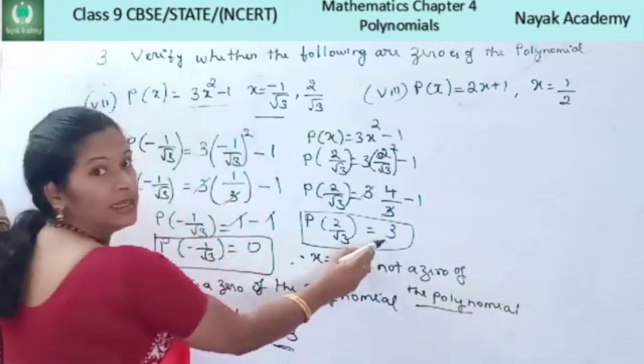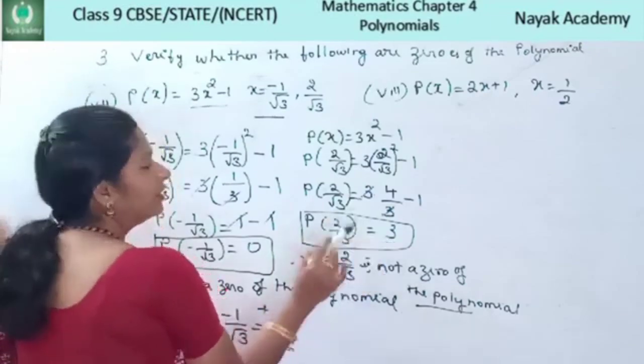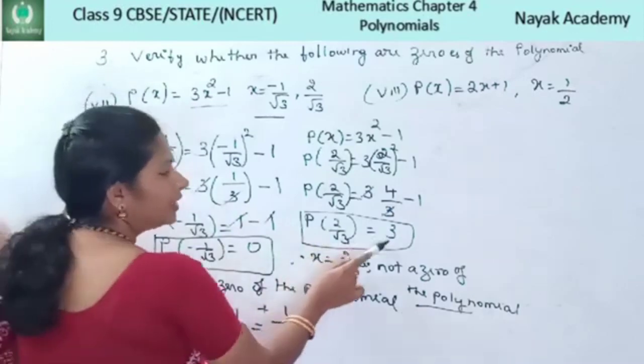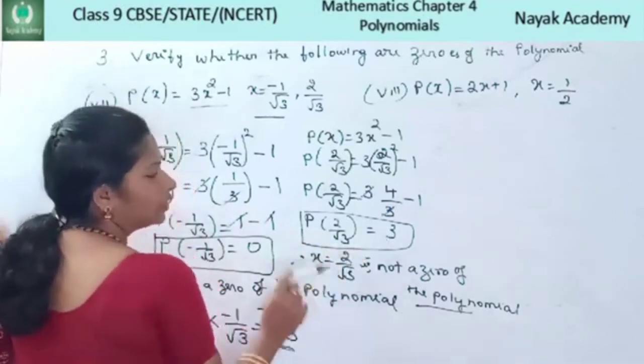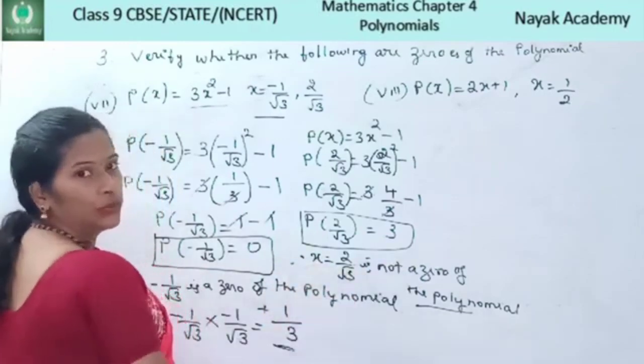If you get the answer as 0 for the p of x value, then the x value is a zero of the polynomial. If you did not get the value as 0, then you come to the conclusion that x is equal to 2 by root 3 is not a zero of the polynomial.